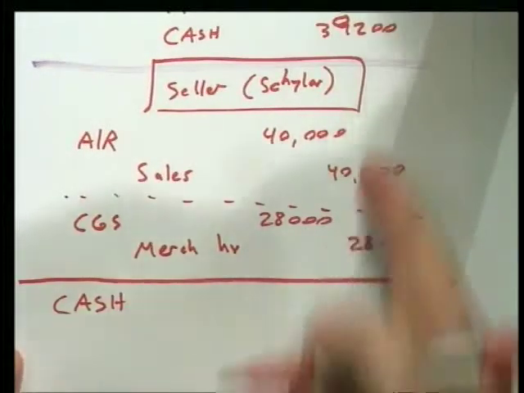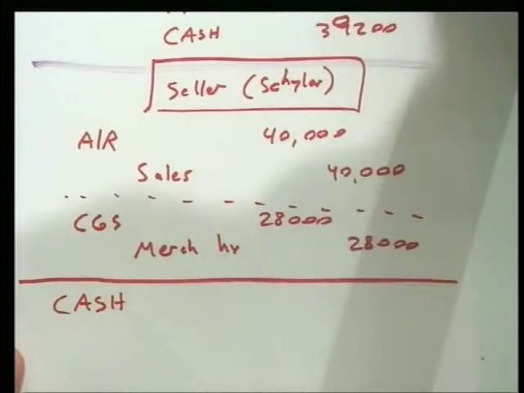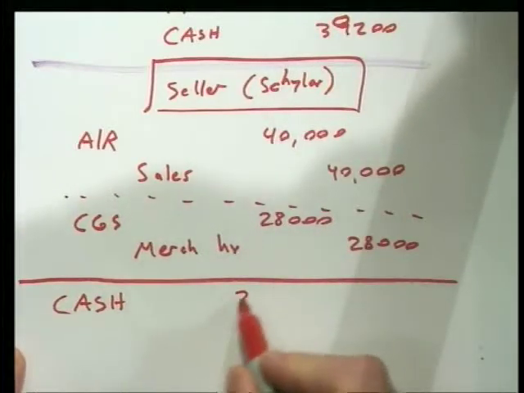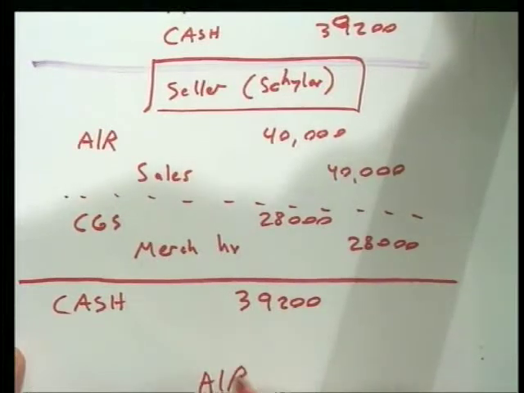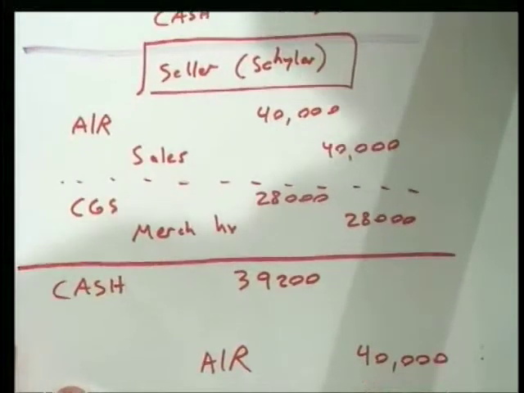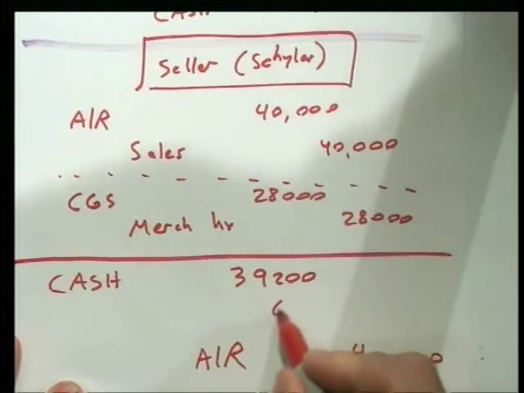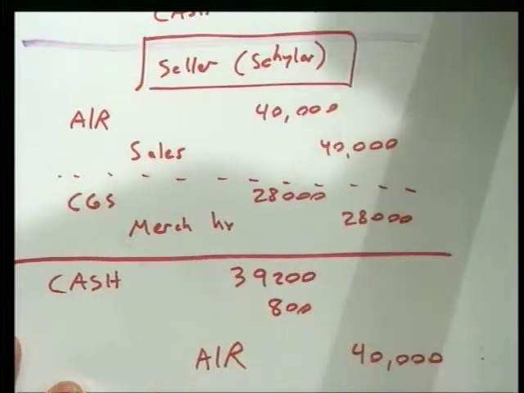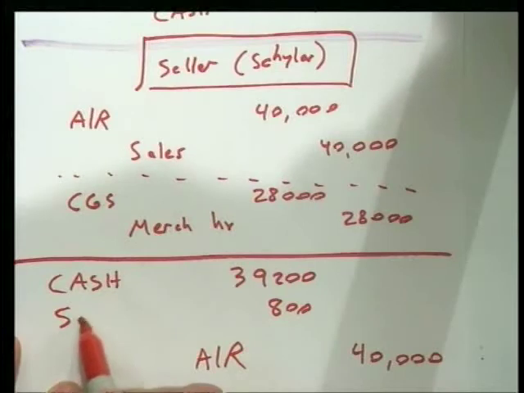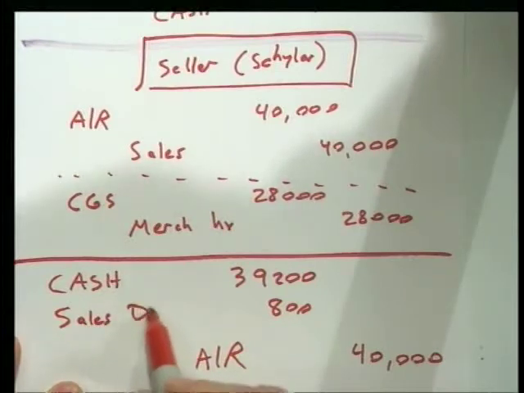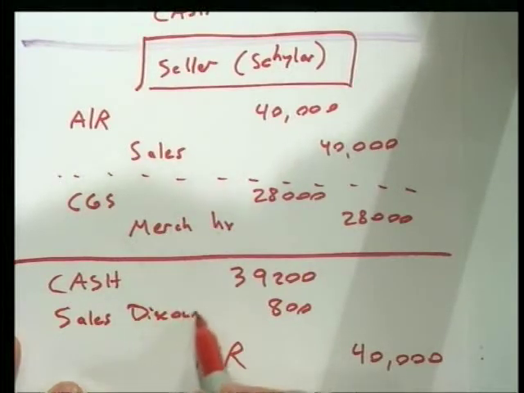So the journal entry for Schuyler, on the day they received the cash: they received that cash of $39,200. The entire accounts receivable went away, correct? Because we're not getting any more. The client has taken care of that, or the customer. Where does that extra $800 go to? Does it go to merchandise inventory? No. It doesn't go to merchandise inventory, it goes to sales discounts.